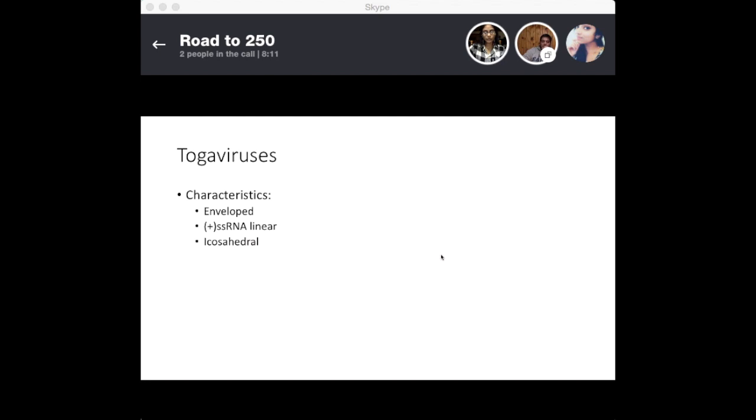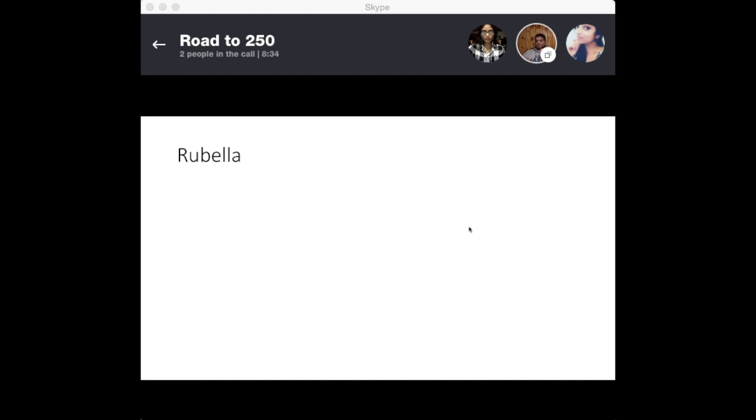Rubella. Correct. Equine encephalopathy. Nice. And chikungunya. So today we're only going to talk about these 2. I haven't put anything for chikungunya today, but just know it's a Togavirus. All right, so Rubella. What can you tell me about Rubella? It's caused by a Togavirus.